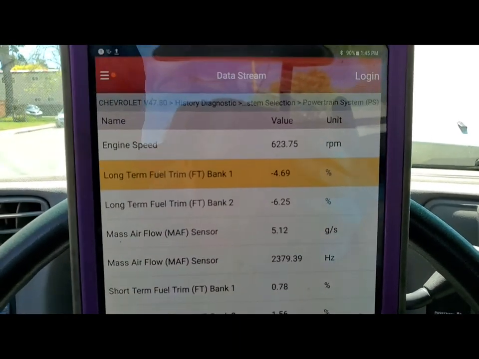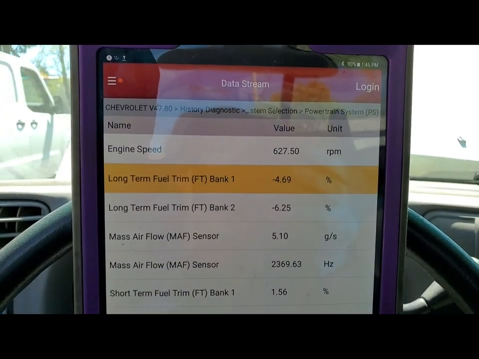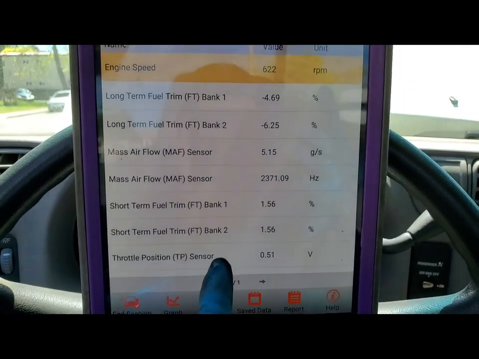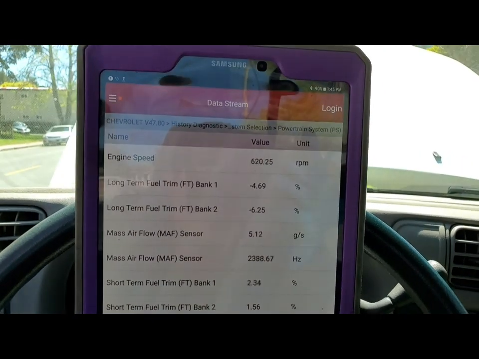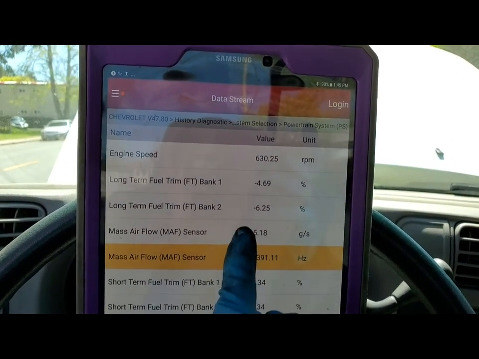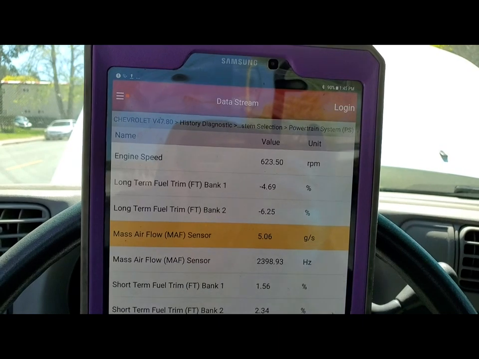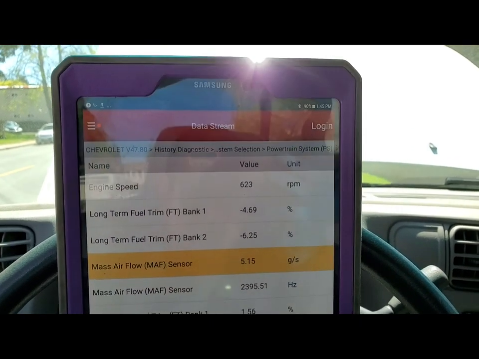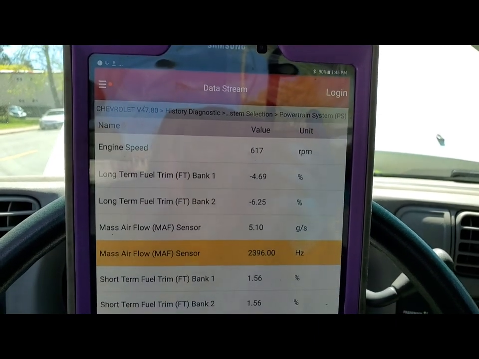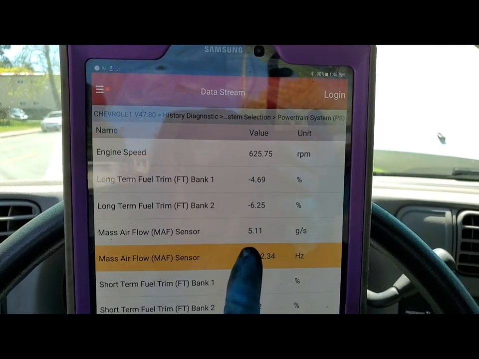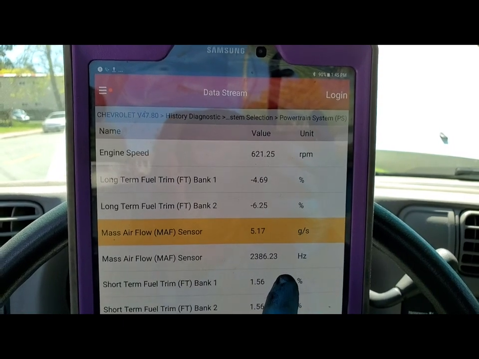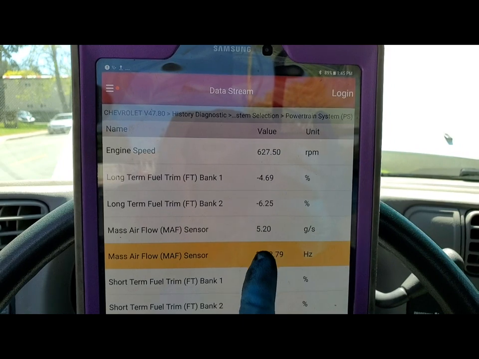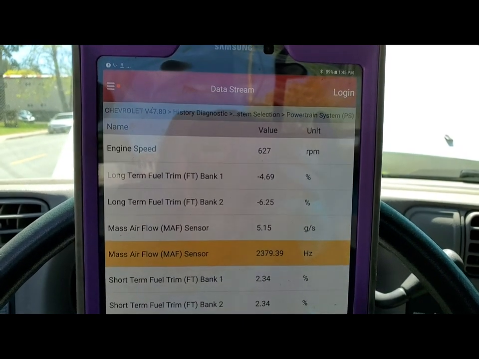Well, I have the data pulled up here related to the mass airflow sensor. I have RPM here, and we have the TPS sensor. We are at idle, and this sensor is a digital sensor, so it produces a digital signal in frequency. We can see the frequency here at idle. We are at about 5.1 grams per second. It's a 4.3 engine size. That's a good one.